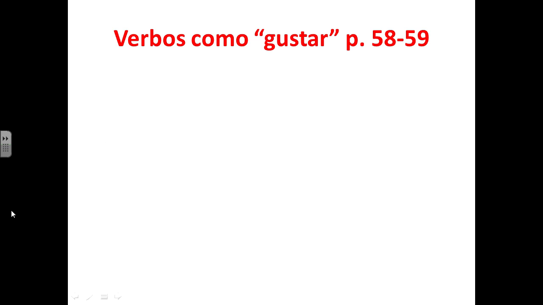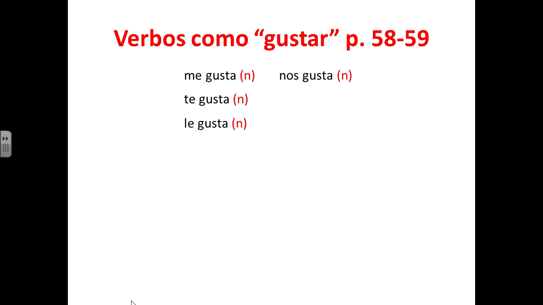59 en el libro también. You also have the vocab sheet that I gave you. If you look on the second side at the bottom, there is a list of verbs like gustar. So, verbos como gustar. Vamos a repasar gustar primero. Me gusta o me gustan. Te gusta o te gustan. Le gusta. Nos gusta, os gusta y les gusta.